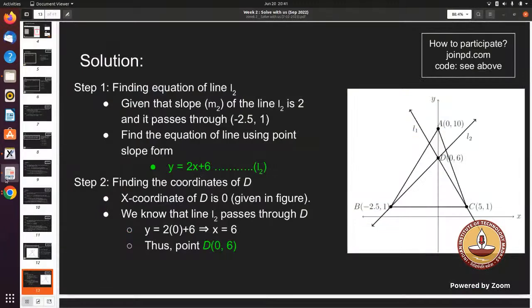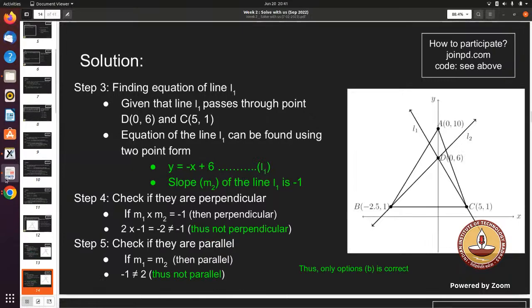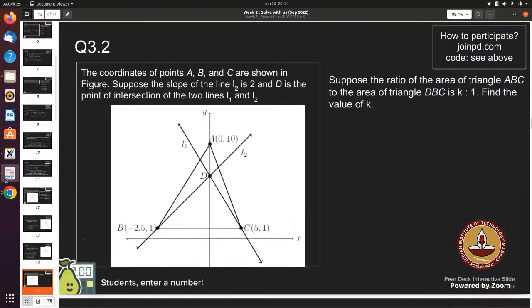Okay, great. So yeah, this is what is written. Nothing else. Same thing, same picture is there. Now suppose the ratio of the area of the triangle ABC and the triangle DBC is k is to 1. Ratio of the area is k is to 1. Find the value of k. So this is what you have to calculate.